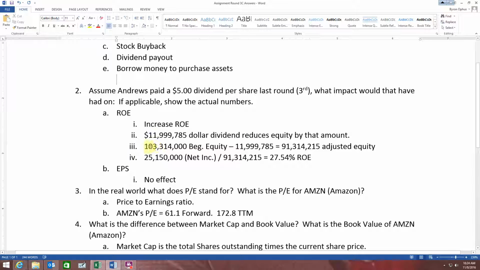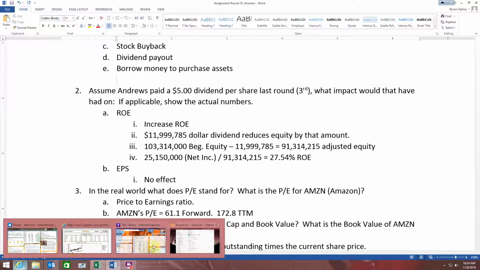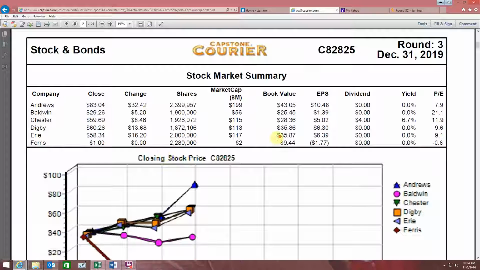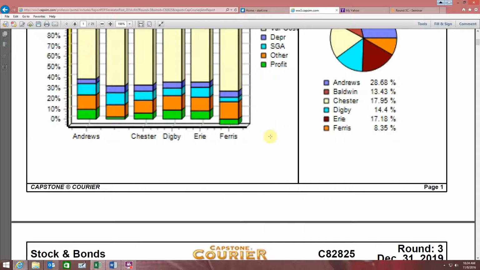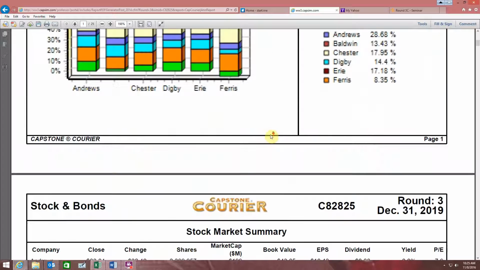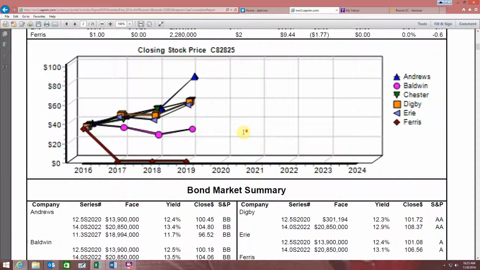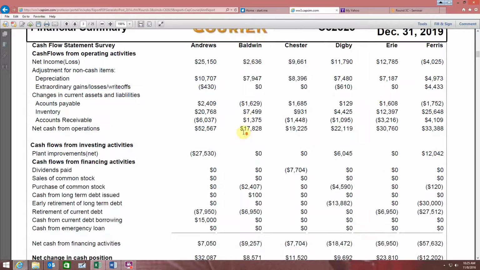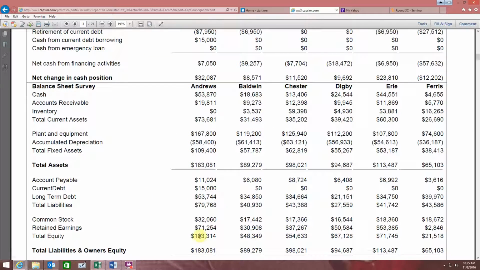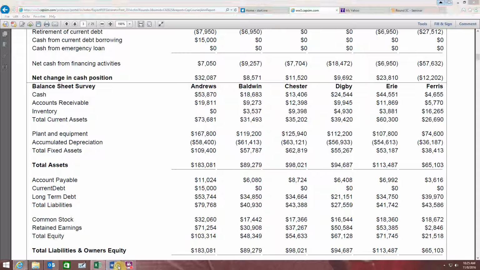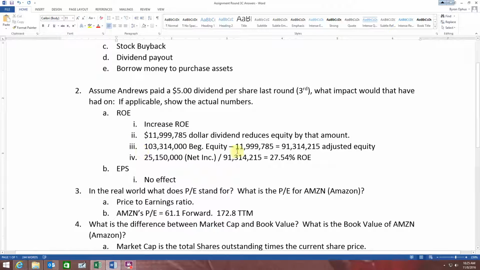Our beginning equity was, and by beginning I mean the equity really at the end of the year, but beginning in terms of my equation here. I'm going to go up here. Oops, my equity is going to be down here. I'm sorry. Total equity, 103,314, right? And then I subtract the approximately 12 million, so I end up with about 91 million in adjusted equity.